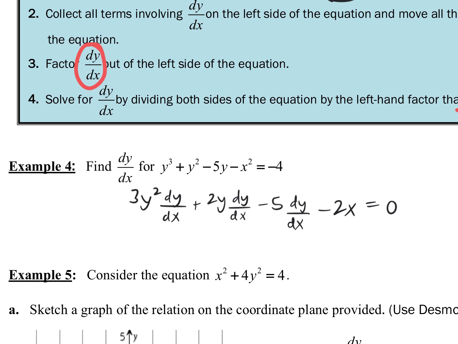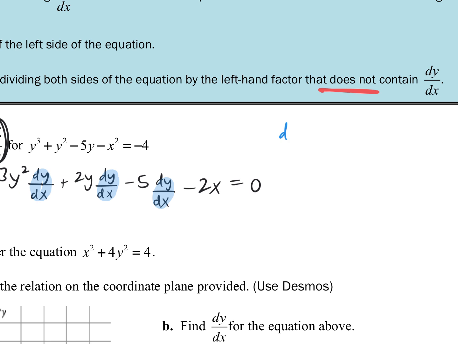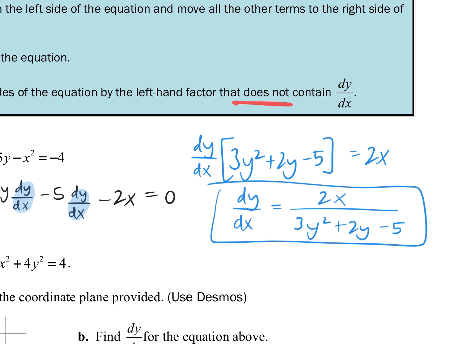Okay, so if you just left your answer like this, that would not be quite right because it's asking us to find dy dx. So that means I need to isolate, which means I need to pull it out of all of these and get that 2x over to the other side. So I'm going to do both of those steps in one. I'm going to take out that dy dx, and I'm left with 3y squared plus 2y minus 5, and then I have 2x on the other side. So then dy dx is just 2x divided by all of that stuff. Okay. Questions on any of that?